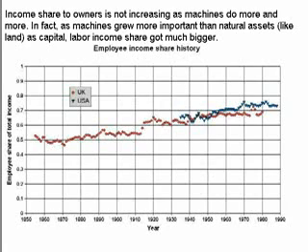If we look at this chart, which plots the employee share of total income between 1850 and 1990 for two countries, the United Kingdom, that is Great Britain, and the United States, we see that income share to owners is not increasing as machines do more and more. In fact, as machines grew more important than natural resources like land as capital, labor share got much bigger, growing from about half of output to about 3/4 these days.